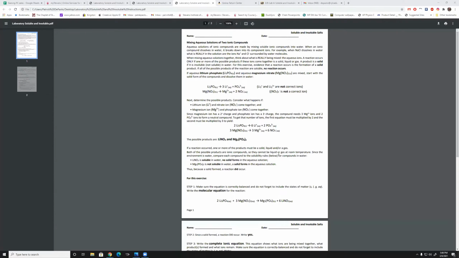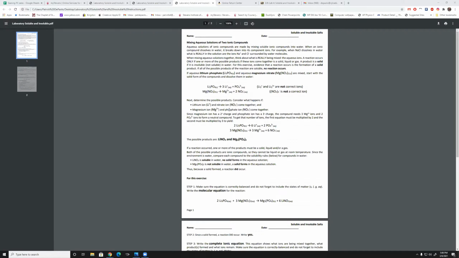All right, so in class you learned about soluble versus insoluble salts. Now, for something to be a salt, that requires it to be ionic, right? You have your cations and you have your anions, whether they be polyatomic, monatomic, whatever. But you have some combination of pluses and minuses. Here are some examples: you have lithium phosphate, magnesium nitrate.